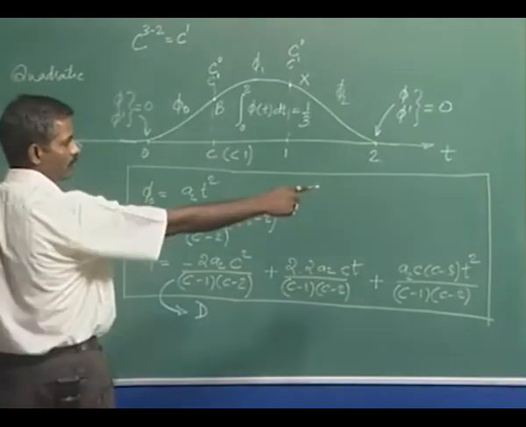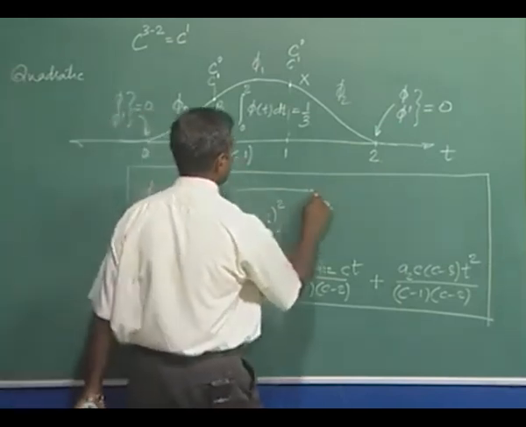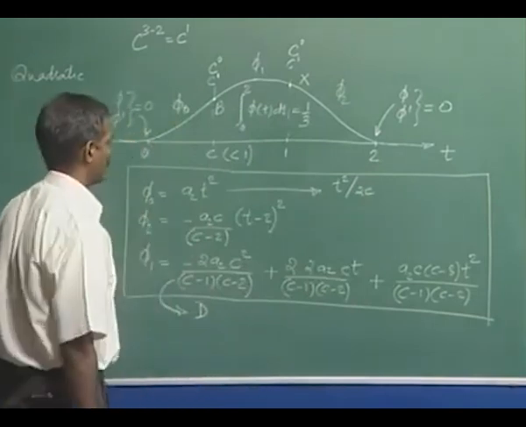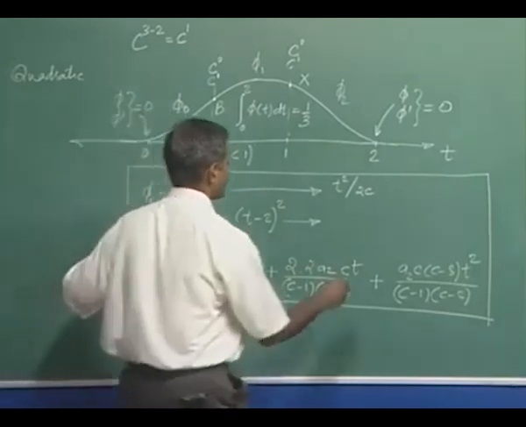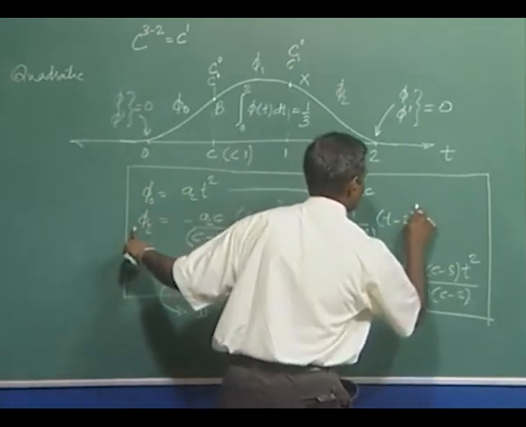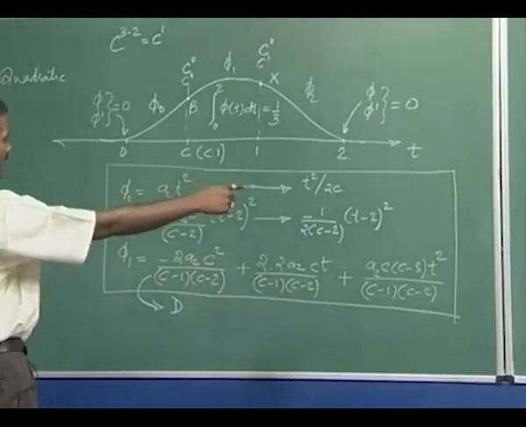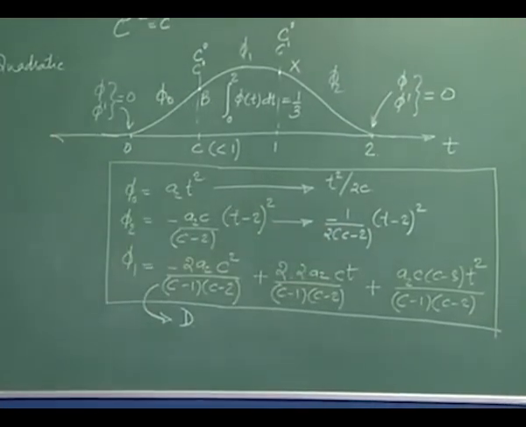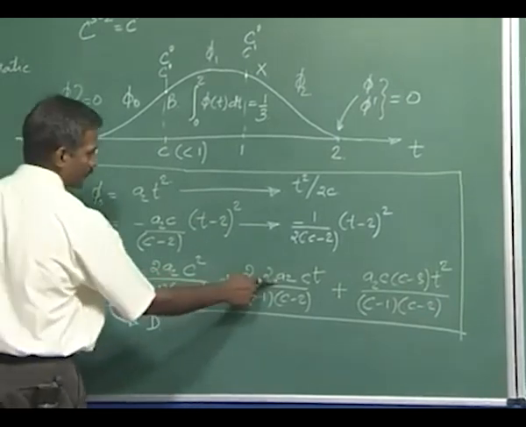Now try substituting for A2 in these three expressions. What do we get? Phi 0 becomes t squared over 2C, phi 2 becomes minus 1 over 2 C minus 2, t minus 2 the whole square. A2C there is half, so minus half C minus 2, t minus 2 squared. We are okay, and I'll have you figure out what happens to phi 1 if you substitute for A2 in this expression.